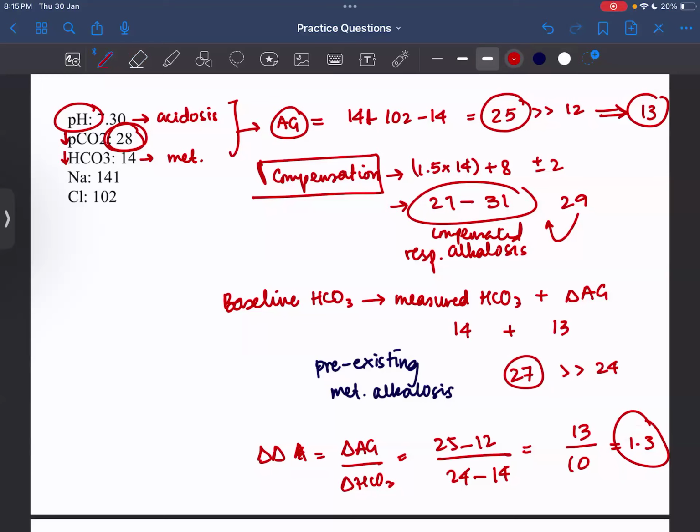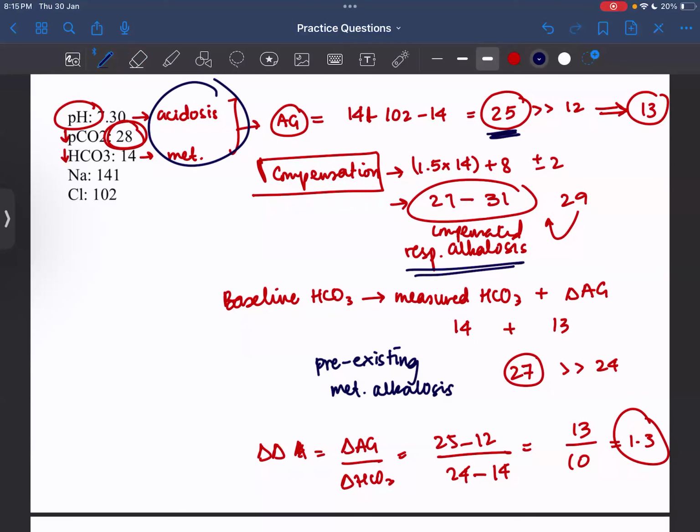But let's just quickly go over this. So basically we have a high anion gap, as we know from the 25. We have a high anion gap metabolic acidosis. So that's the primary disorder that we have, right? The fact that the compensation is within the calculated range means that we have a compensated respiratory alkalosis, right? And then we measured the baseline bicarb, and the baseline bicarb ended up being 27, which is higher than 24. And so there is a pre-existing metabolic alkalosis as well. So the primary is high anion gap metabolic acidosis. There is compensation, which is good, and then there was a pre-existing metabolic alkalosis, which is before the primary disorder even occurred.